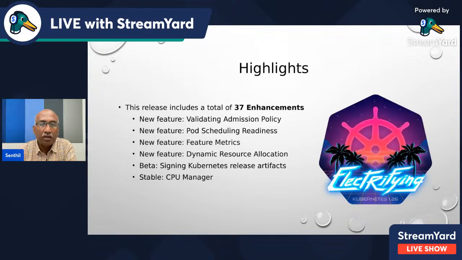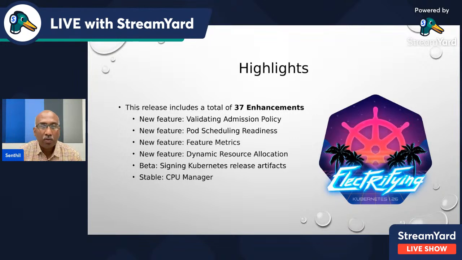The theme of this release is called Electrifying. Kubernetes has started to give theme names to their releases, and this release is called Electrifying. It also has a theme logo, which you can see here. This includes a total of 37 enhancements. And by the way, the term enhancement in Kubernetes release parlance also means new features.